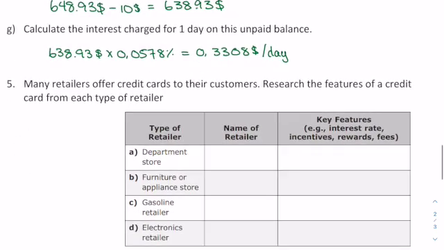Finally, here, number 5, many retailers offer credit cards to their customers. So research the features of a credit card from each type of retailer. Now, the retailer is like a company, not a bank. So they would pair with a bank, but it is the companies. So you need to go look up a department store that would have one. For example, the Bay has one. Gasoline retailer, electronic, and furniture. So I will leave that one up to you.